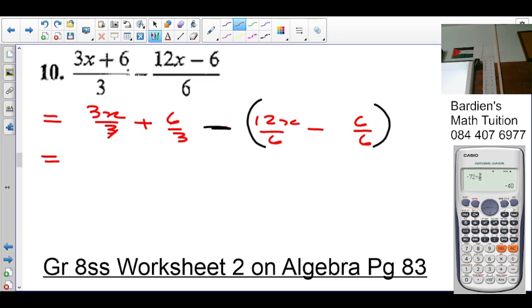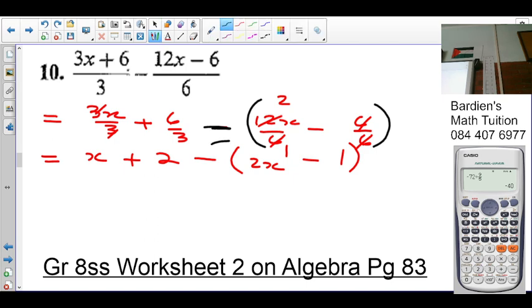So 3's cancel, not so? So it's x plus, what's 6 over 3? 2. Minus 6 going into 6 once, 6 going into 12, twice. So it's going to be 2x minus, 6 cancel 6, leaves you with 1. You all agree with that, people? So what do I do now? You get rid of the bracket. So that will simply give us x plus 2.